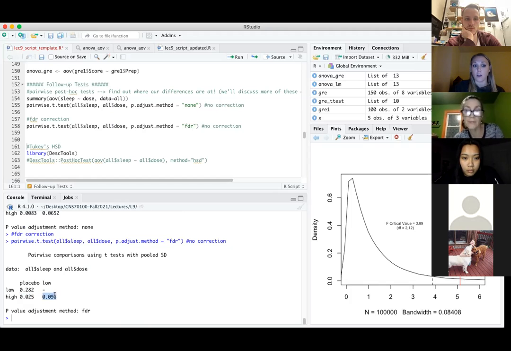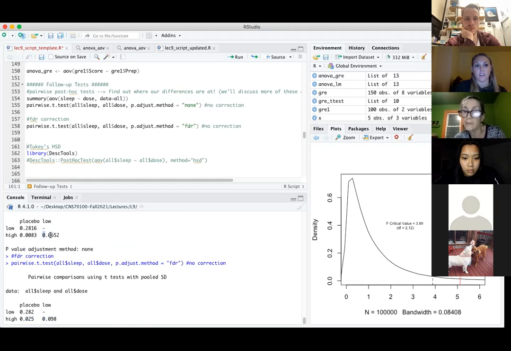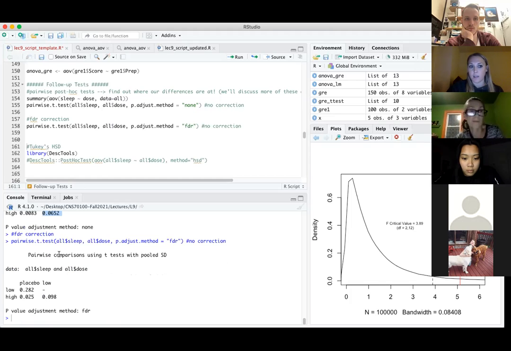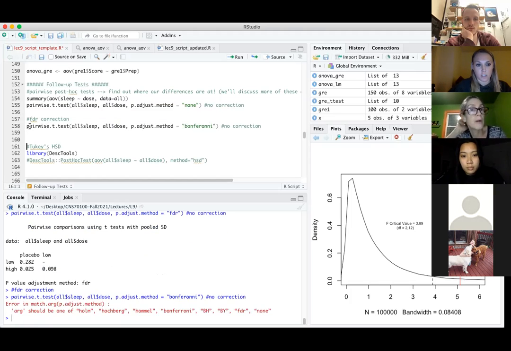You see our low got even further away from that threshold. So if we hadn't corrected, you might be tempted to say, oh, it's approaching significance, it's trending, but after you do correction, you can see that it's not even really that close, right? So we're up to almost a 0.10 p-value at this point. And then you can also see here, if we change this to Bonferroni, that this is much more strict.